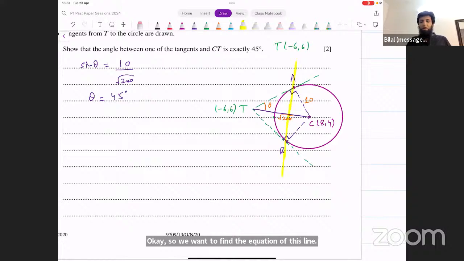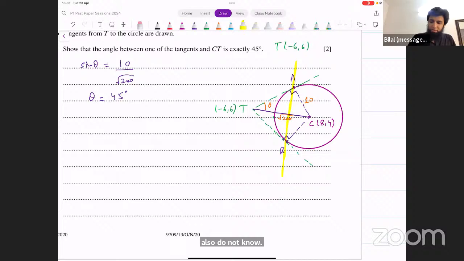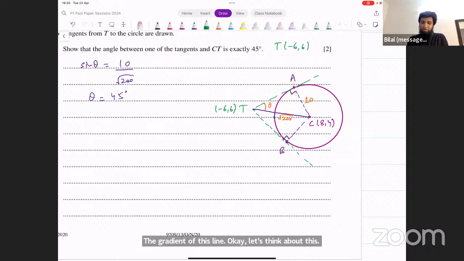Now, how do you find the equation of a line? You need two things for that. You need the gradient of the line, and you need any one point that lies on the line. Now, the problem is we don't have the gradient, and we don't have a point. We don't know what the point A is, what point B is, and we also do not know the gradient of this line. Okay, now let's think about this. Can we somehow find the point A or the point B? Can we find these points?